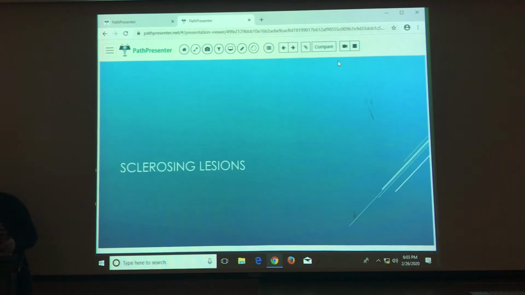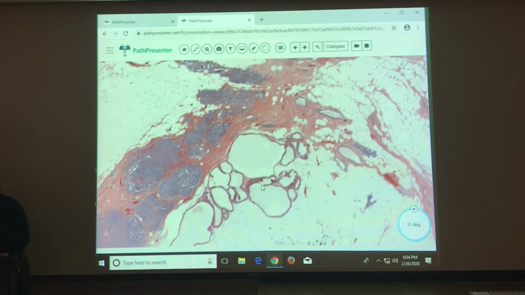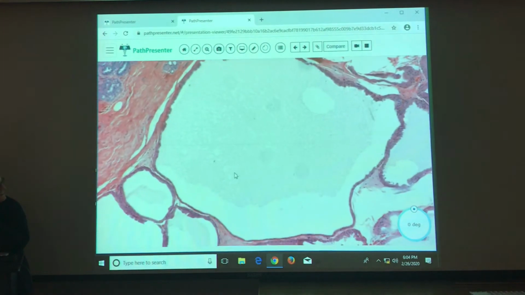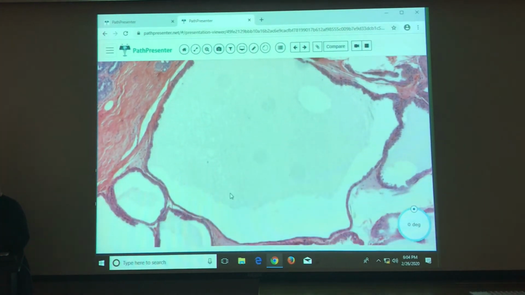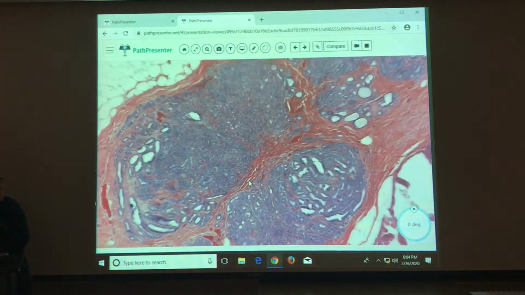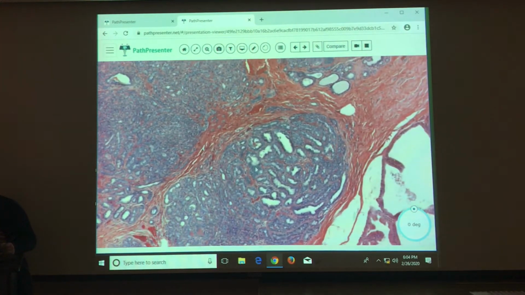Okay. Sclerosing lesions. We're blessed again with a concentration of ducts in the center here. At low power, it doesn't look normal since we have too many of them. So let's zoom in. Incidental finding, some apocrine metaplasia. Over here, these ducts are way too many, and some of them are a little dilated.